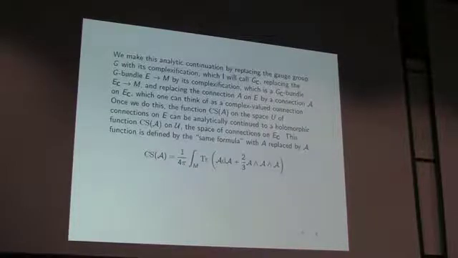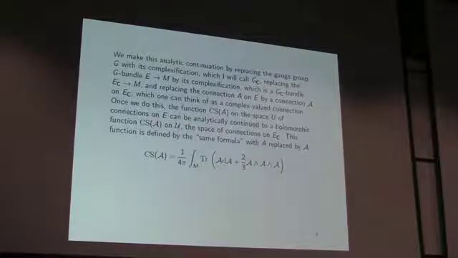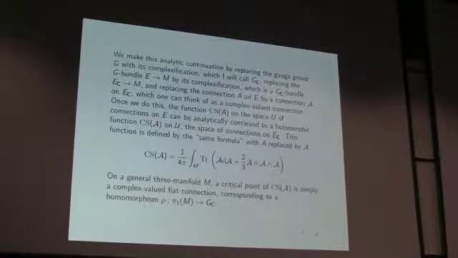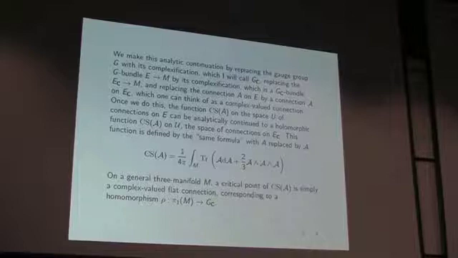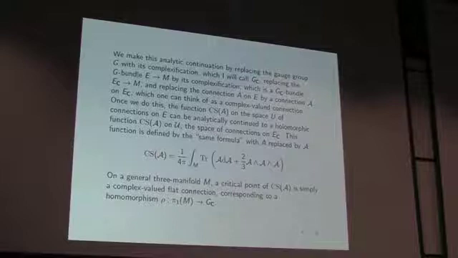And then the Chern-Simons function can be analytically continued to a holomorphic function on the space of complex valued connections. This function is defined by the same formula we had before, but with ordinary A replaced by curly A. And it's gauge invariant to the same extent it was before: gauge invariant modulo 2 pi times an integer. So a critical point of the analytically continued function is simply now a complex valued flat connection, corresponding to a homomorphism of the fundamental group of M to the complex group G sub C.